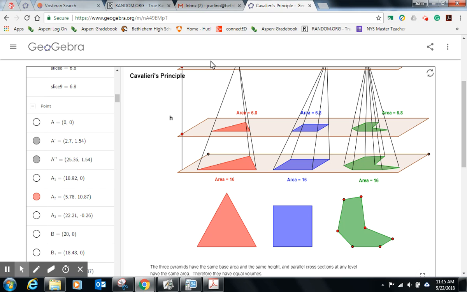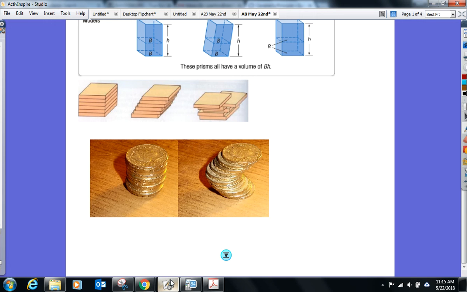And why am I harping on this so much? Because I never did harp on it so much, and then it came up on the Regents exam last year. And kids were like, we never went over Cavalieri's principle. We did. It was 2 minutes of a day in May, so it is on there.